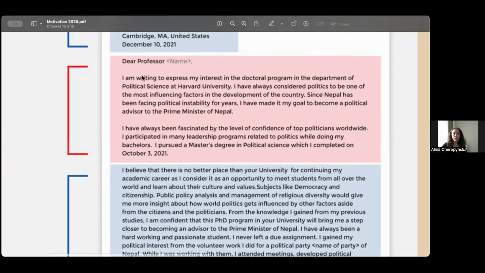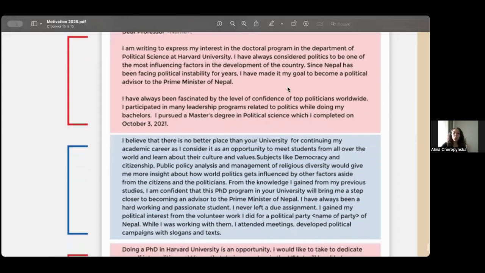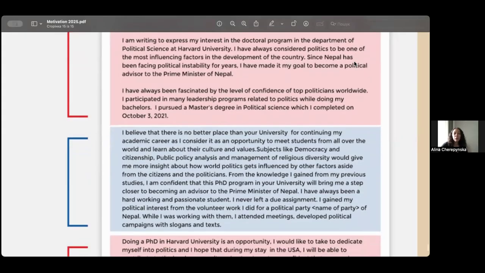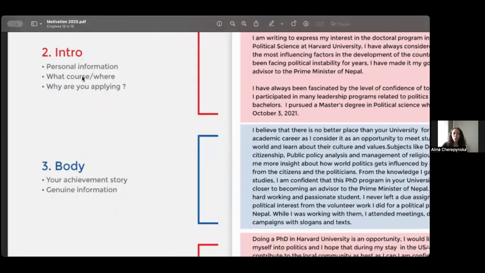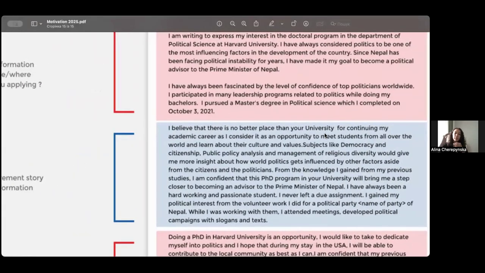So here we have, like, I'm writing to express my interest in a specific program in the specific department. I have always considered politics to be one of the most influencing factors. That's the motivational letter about politics. So I have always been fascinated by the level of confidence and so on and so forth. As we discussed, the question is who you are, why this course, and why you are applying. So you're starting to identify your motivation.